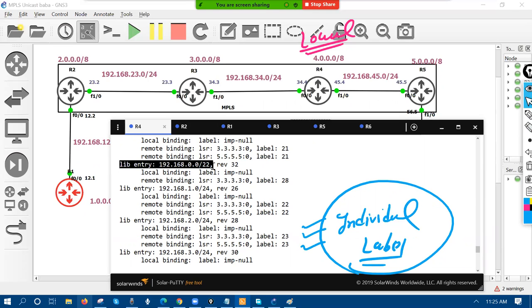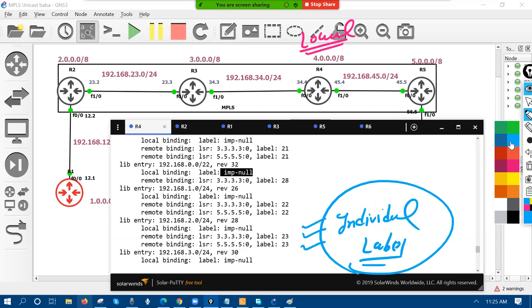This summary address we have. Of course, I'm going to create an implicit null for this, right? Okay. Can you see one thing over there? That's the most interesting concept. For this particular route, 1.0/24, this information is present on our R4 route, right? And what happened? My remote router R3 is assigning the label 22 for this particular route, and R4 is assigning the label 22.